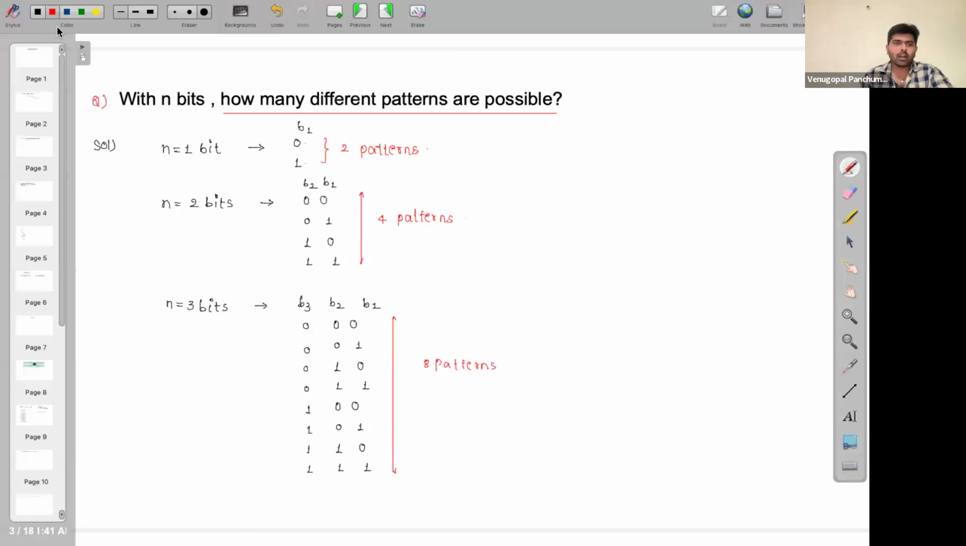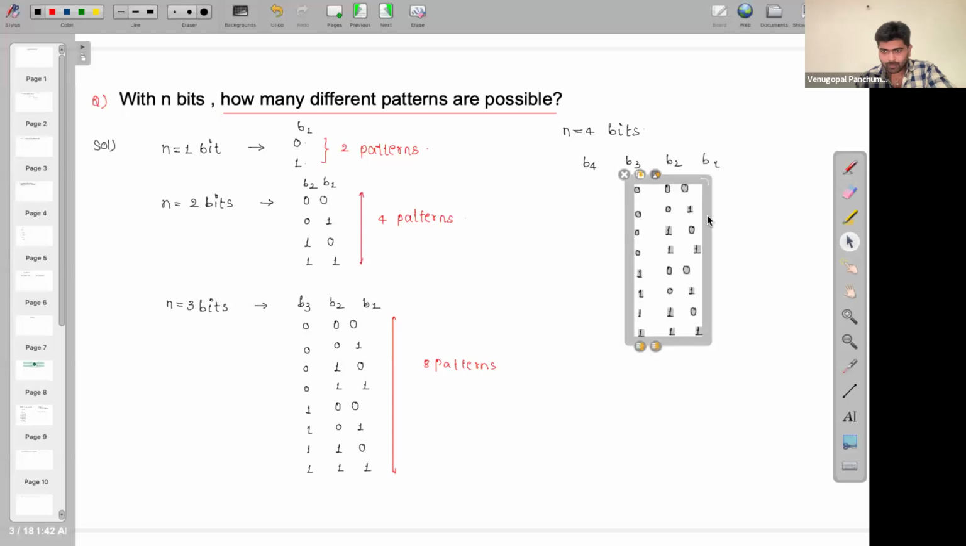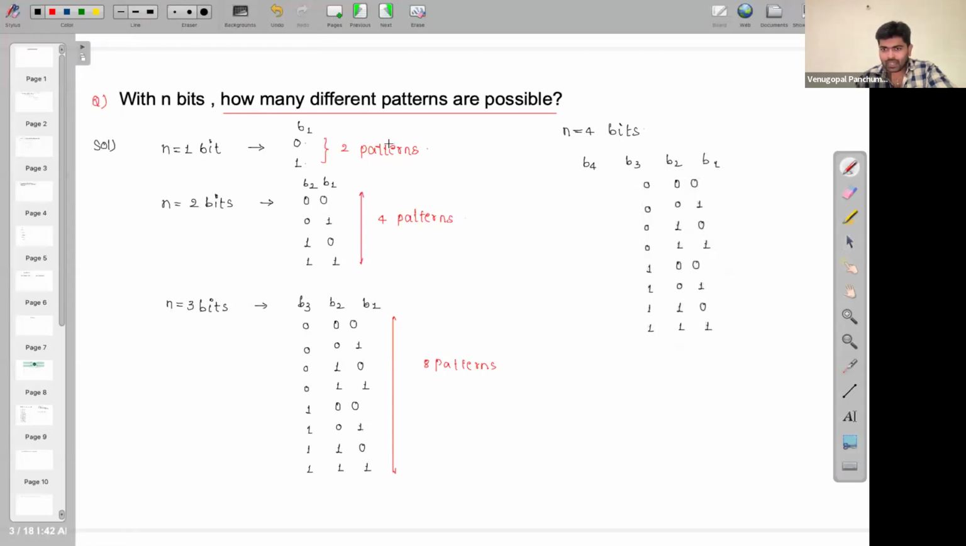Now, what if I take n equal to 4 bits? Can you guess how many patterns are possible? Very good. You already have 8 patterns now. 4 bits means B4, B3, B2, B1. You copy all these 8 as they are and keep them here, and in place of B4 you put all zeros.